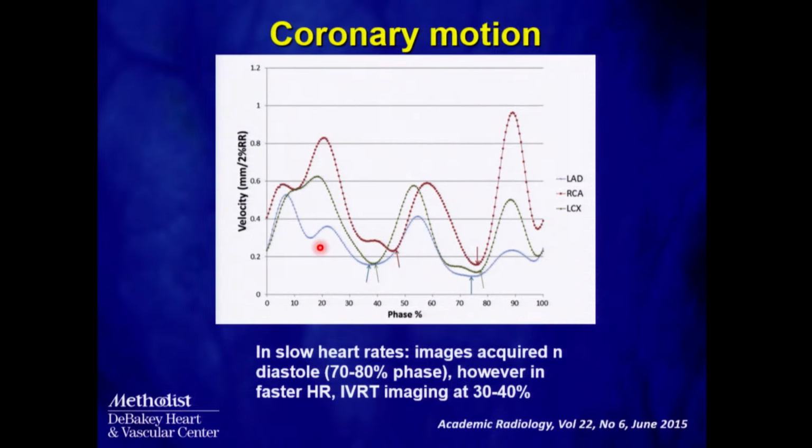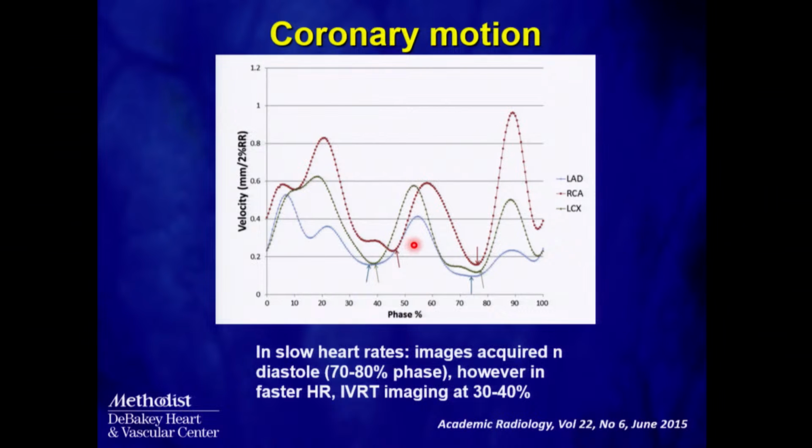This diagram shows the velocities of the coronary arteries on the y-axis versus the phases of the cardiac cycle on the x-axis. I hope you all agree that the right coronary artery really has the fastest velocity in terms of coronary motion compared to the LAD and the circumflex. The circumflex is shown here in green, and the LAD is in blue.